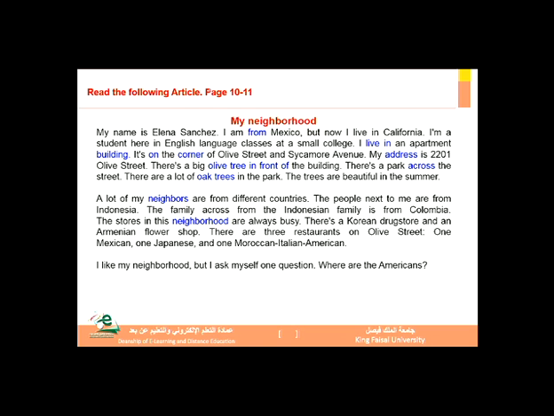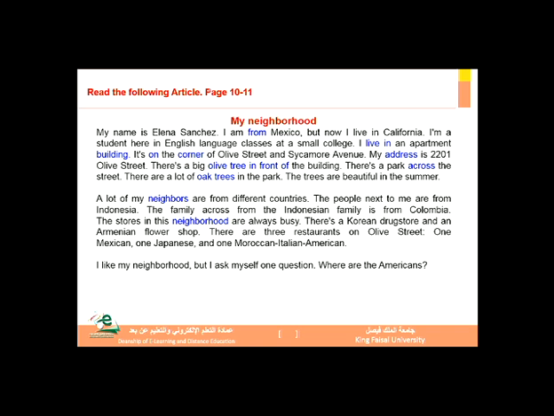There is a big olive tree in front of the building. There is a park across the street. There are a lot of oak trees in the park. The trees are beautiful in the summer. A lot of my neighbors are from different countries. The people next to me are from Indonesia. The family across from the Indonesian family is from Colombia.